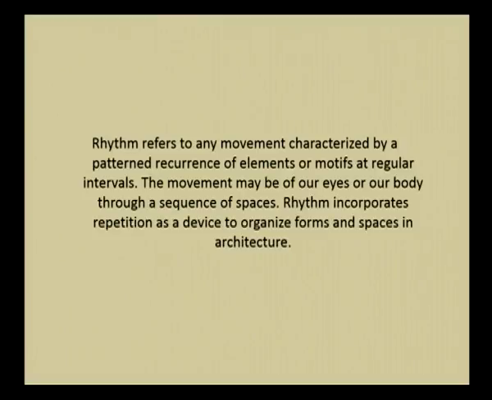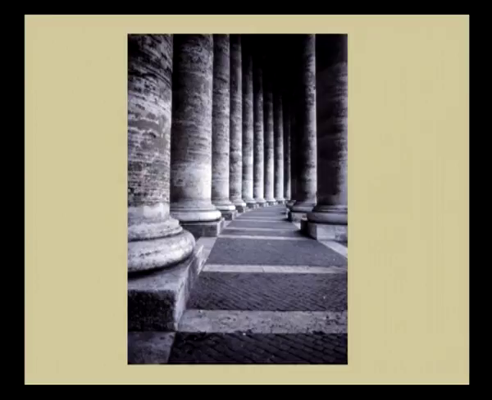The movement may be of our eyes or our body through a sequence of space. Rhythm incorporates repetition as a device to organize forms and spaces in architecture. We will see some examples of rhythm in architecture. Architectural elements, most of them are repetitive, like what is discussed before. Here in this case, the columns repeat in a sequence which creates a rhythm.